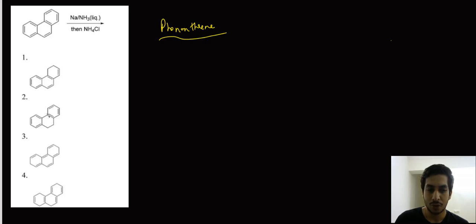In the second option, there are 2 aromatic rings, and they are not directly attached to each other. In the first case there is some kind of annihilation effect taking place. In this case there is no annihilation effect, so the second option takes priority. In the third option, you can see all 3 rings have lost aromaticity. In the fourth option also, all 3 rings have lost aromaticity. So this is quite simple: the correct answer is option number 2.